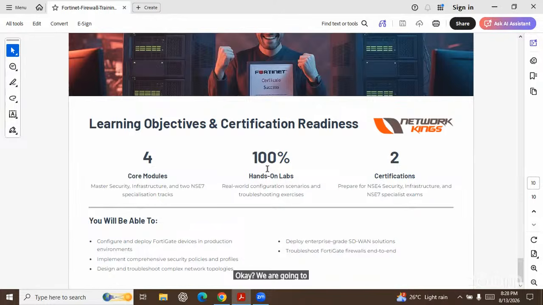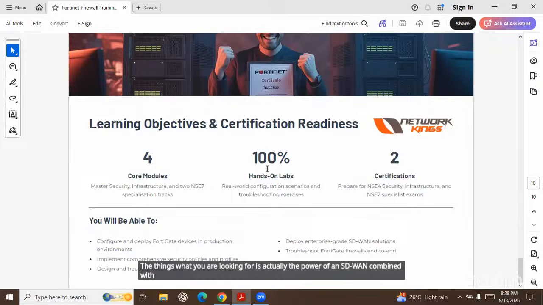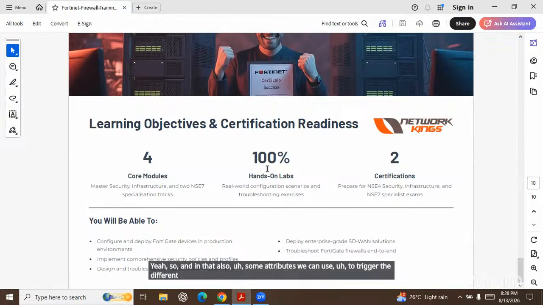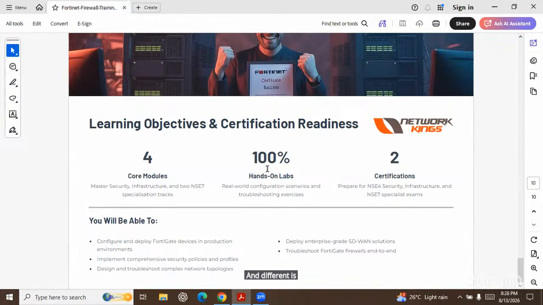Because what you are looking for is actually the power of SD-WAN combined with BGP, building BGP neighborship on top of the IPSec VPN. I think this is the structure you are looking for. And yes, we also have some attributes we can use to trigger the different SLAs and different SD-WAN rules. So whatever you want to do, those things will be covered.